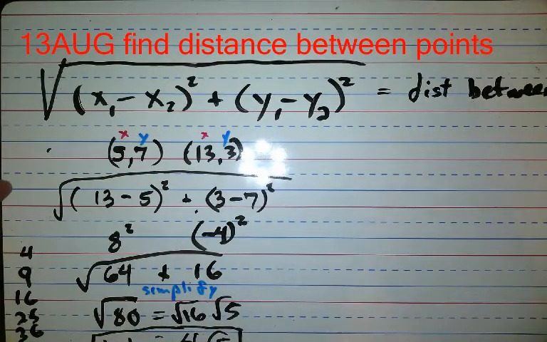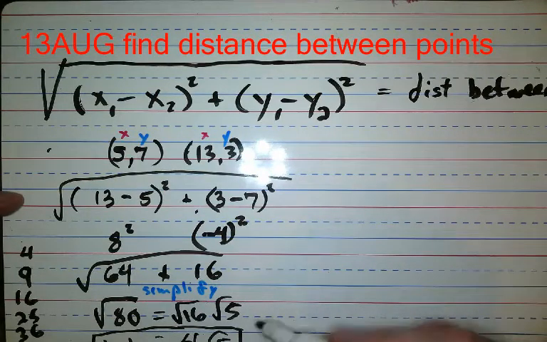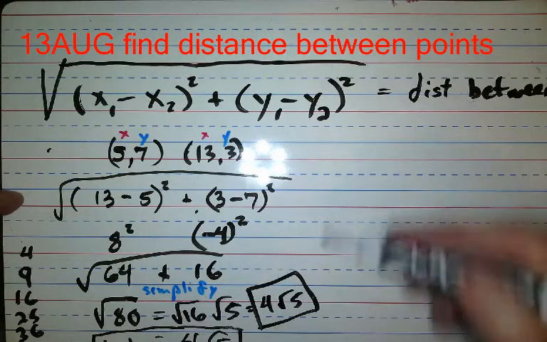Did I run off the screen? Well, heck. Let's write it up here. 4 radical 5. The square root of 16 is 4. Square root of 5 we don't know. So this is the distance that we travel. Okay? Let's try another one.